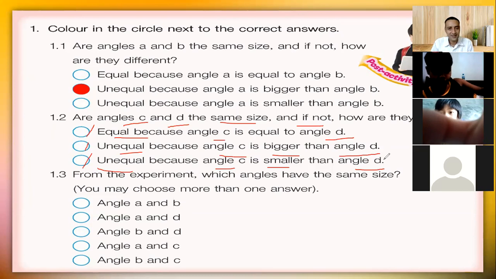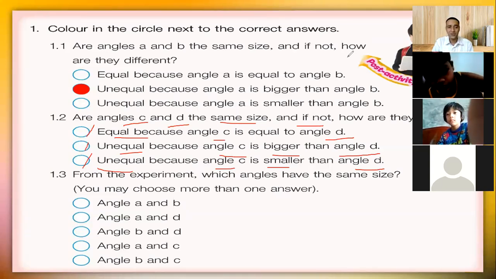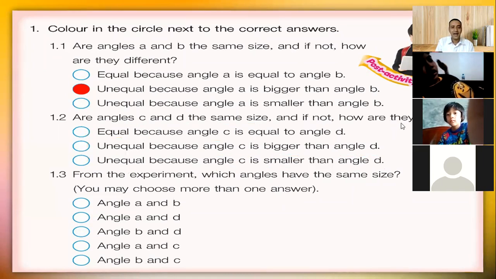Unequal because angle C is smaller than angle D. Very good. That is the correct answer. Because angle C was 20 degrees in size and angle D was 30 degrees in size. So the correct answer is unequal. Unequal because angle C is smaller than angle D.